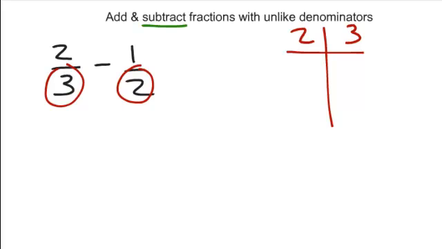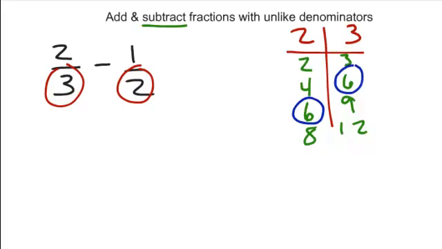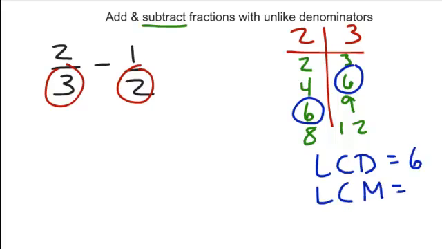So I list my first couple multiples for each until they both match up. I'm going to start with a smaller number, the 2. And the first couple multiples of 2 are 2, 4, 6, and 8. And the first couple multiples of 3 are 3, 6, 9, and 12. And as you can see, I have a common multiple already, and that is 6. So that becomes our least common denominator and our least common multiple.